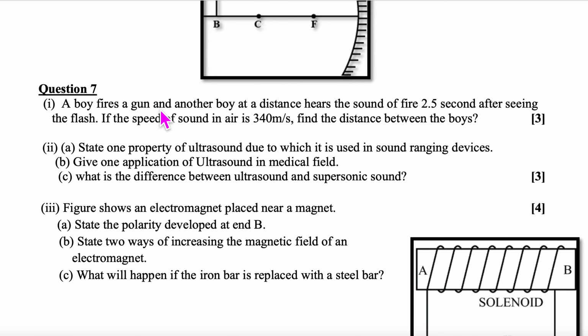Now a boy fires a gun and another boy at a distance hears the sound 2.5 seconds after seeing the flash. The speed of sound in air is given. What is the distance between the boys? Ma'am, we can use v t is equal to lambda. v t is equal to distance. Correct. So distance is equal to v into t, because v is equal to d upon t. Correct? Yes, ma'am.